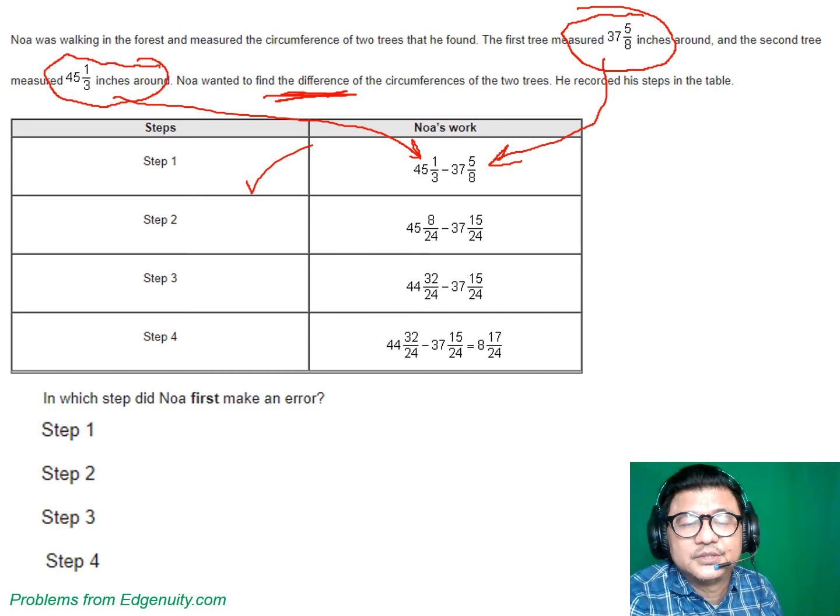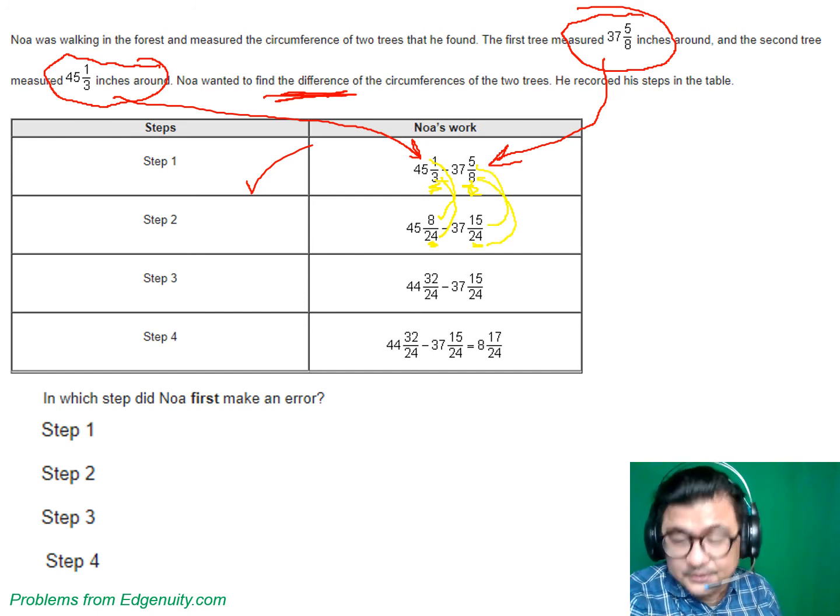Step 1 is good. Step 2, now, he knows that the denominators are different, so he has to make them the same. He used a denominator of 24. Let's check. 3 times 8 is 24. 1 times 8 is 8, correct. 8 times 3 is 24, correct. 5 times 3 is 15, correct. Did he copy the whole number 45? Yes. Did he copy the whole number 37? Correct. So he is correct with step 2.